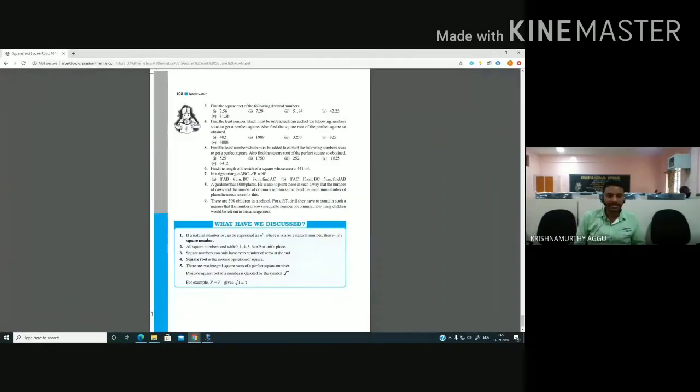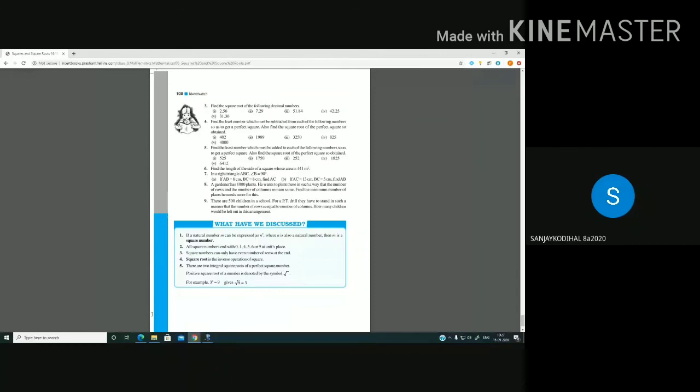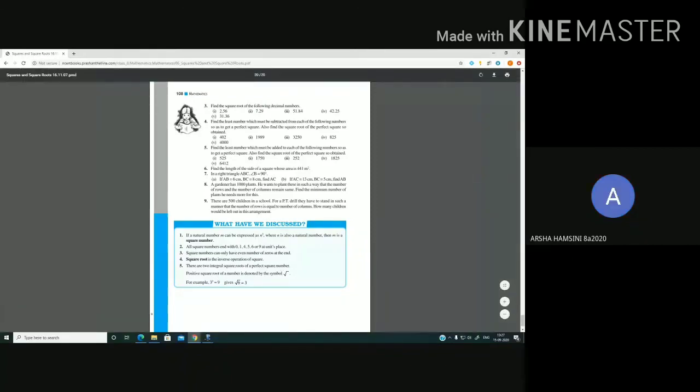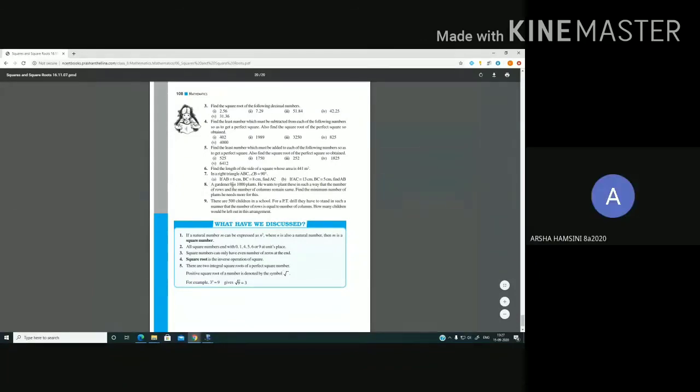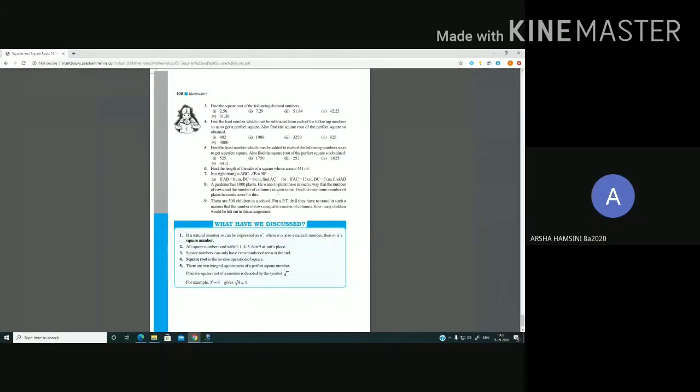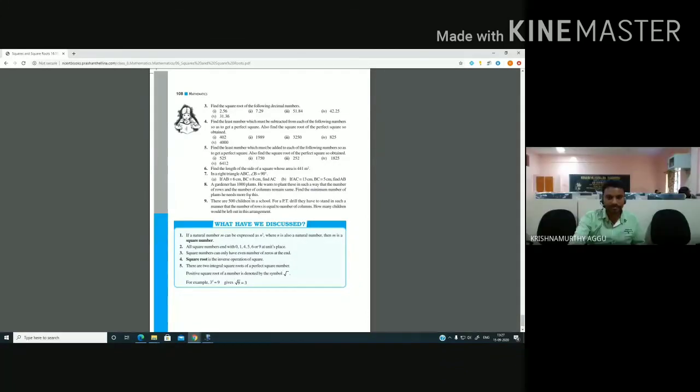Question number 8. A gardener has 1000 plants. He wants to plant these in such a way that the number of rows and the number of columns remain same. Find the minimum number of plants he needs more for this. Here needs how many more are required.